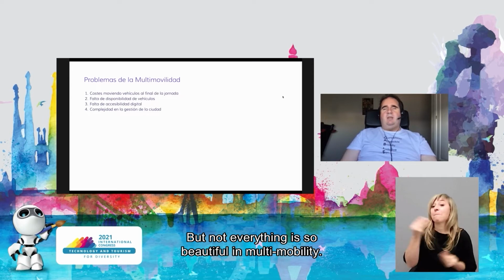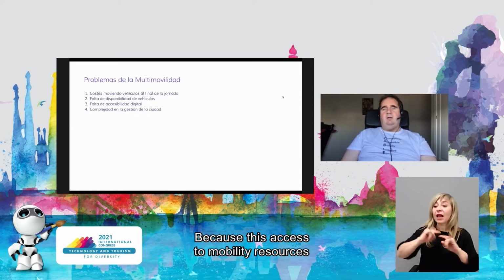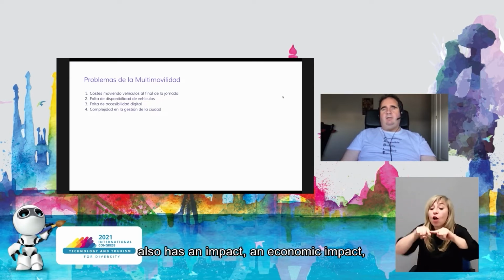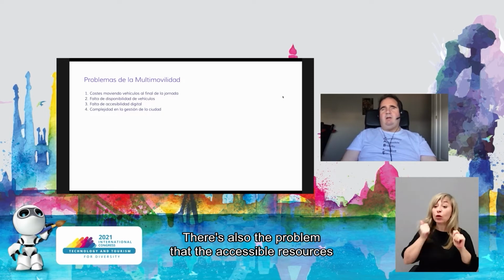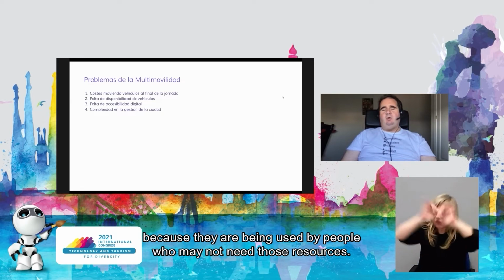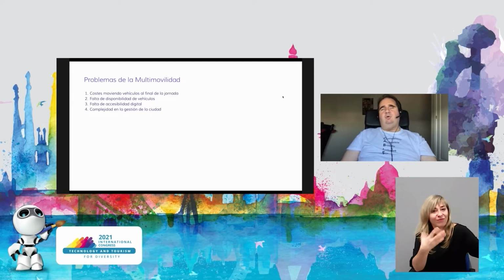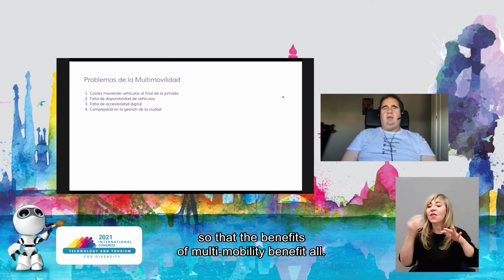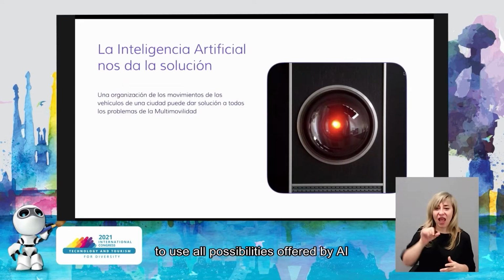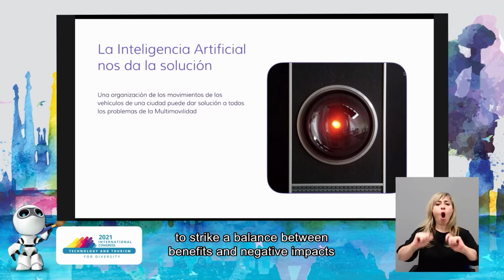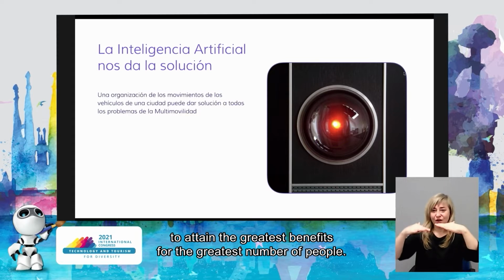But not everything is so beautiful in multi-mobility. There are also problems that arise from this, because this access to mobility resources also has an economic impact, pollution, traffic. There are also problems that the accessible resources are not available for the people who need those resources because they're being used by people who may not need those resources. So we have to address all of these problems to strike a balance so that the benefits of multi-mobility benefit all people. And in Cabify, we're researching using artificial intelligence to use all of these possibilities offered by artificial intelligence to strike a balance between benefits and the negative impact to reach greatest benefits for the greatest number of people.